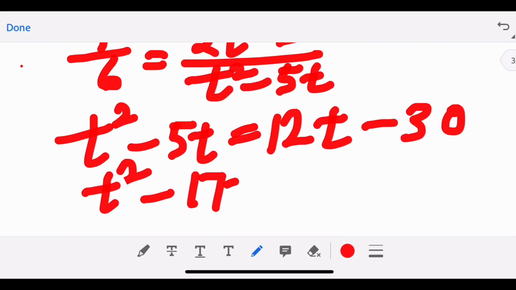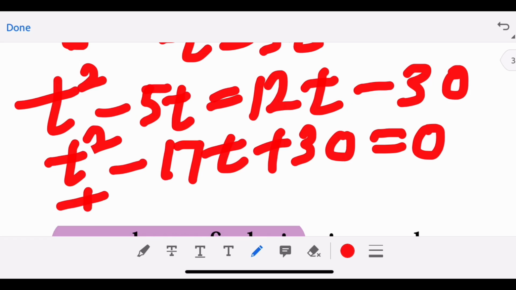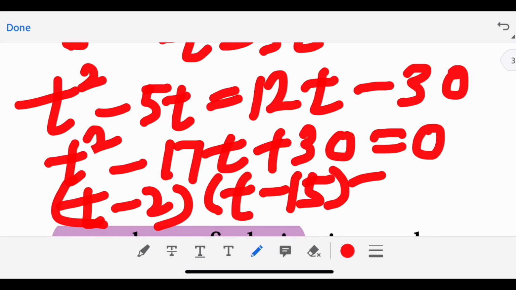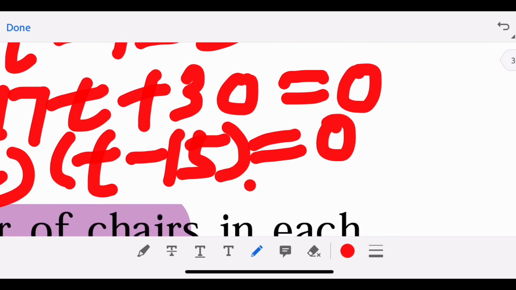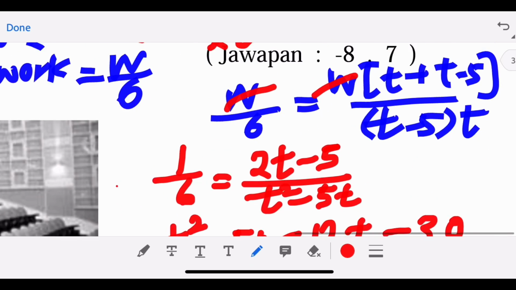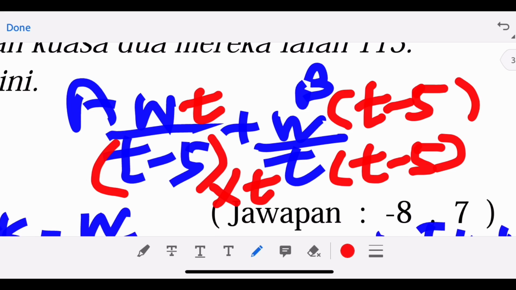And we need to simplify the quadratic equation in general form. So again, you will have to make sure it is in simplest form before you factorize. Okay, so you have (t minus 2)(t minus 15) equal to 0. Hence your t should be equal to 15. And t equal to 2 we rejected because 2 minus 5 will give a negative, isn't it?